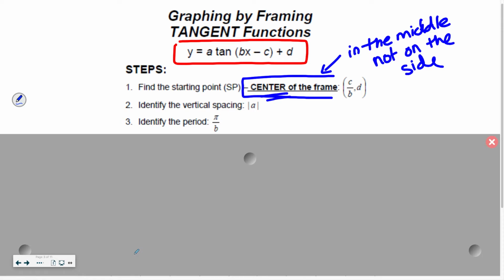Notice in number 2, I'm not calling it amplitude, but it is vertical spacing, so you still build the frame the same way with A. If it's 1, you would just add 1 and subtract 1 from the D value of your starting point. And then, star, circle, highlight: period is different for tangent. Tangent only takes pi units to repeat for its parent graph, so we're going to do pi over B instead of 2 pi over B. So that's different than sine and cosine.